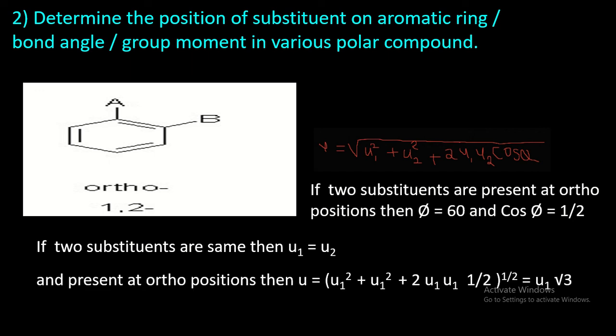Then our equation becomes u equals, in the bracket, u1 squared plus u2 squared plus twice u1 u2 times 1 upon 2, bracket raised to 1 upon 2. Solving gives u1 under root of 3. Therefore, the dipole moment of the compound is equal to root 3 times the group moment if the substituents are the same and present at the ortho position.